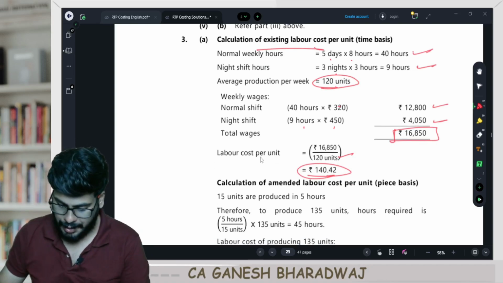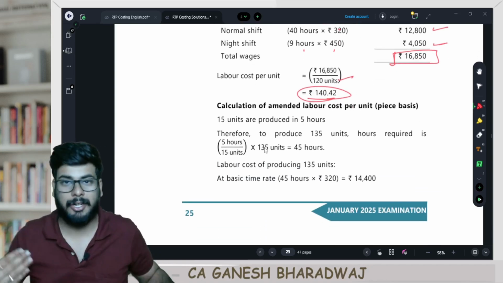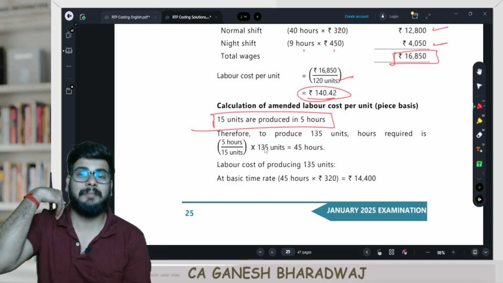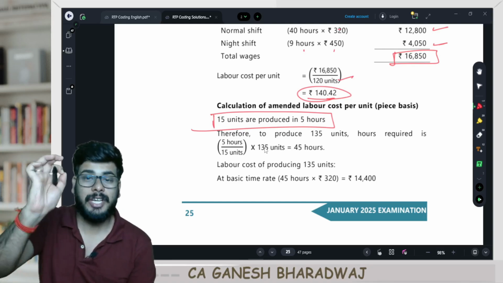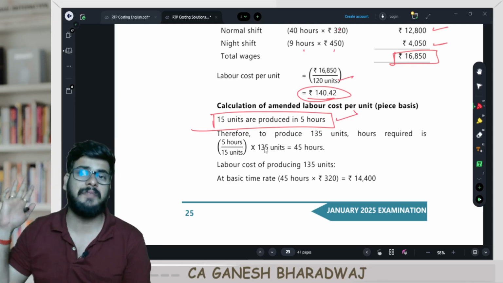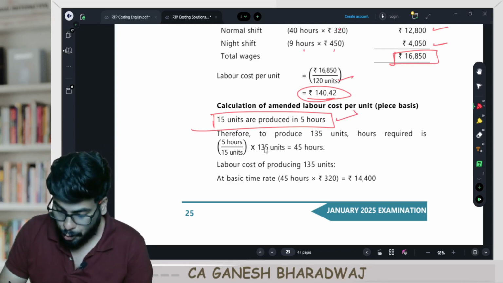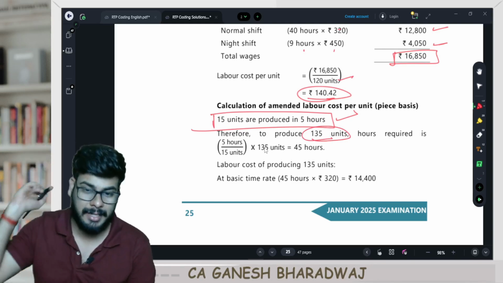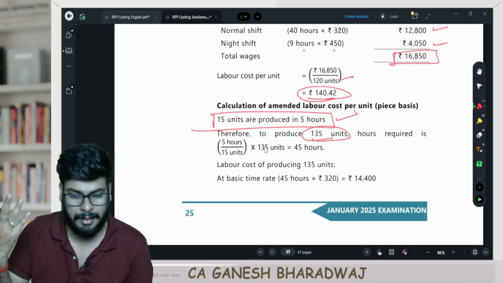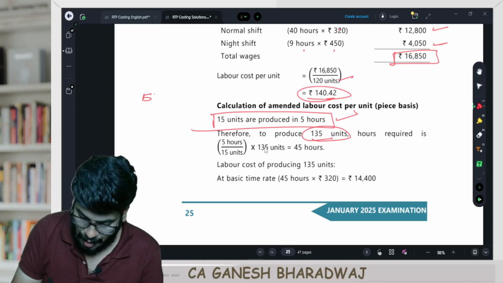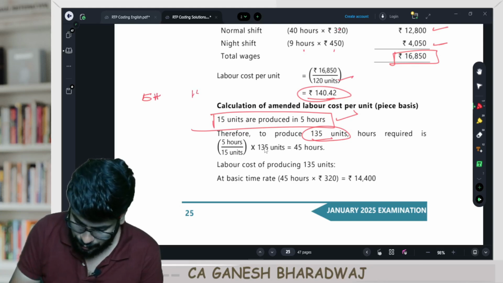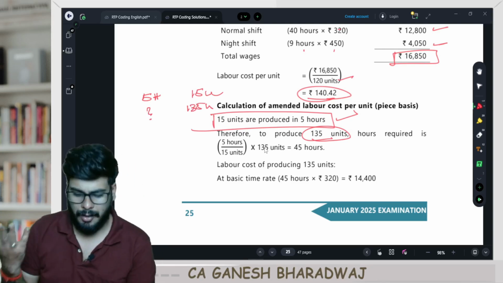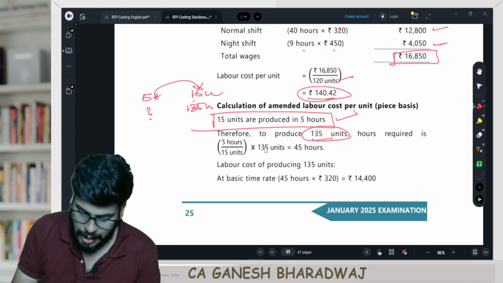Now what the company is planning to do is amend their manner of payment. What they have said is that 15 units are being produced in a span of just 5 hours, which means to produce 135 units, they have actually produced 135 units. What is the time that is taken under this revised incentive system? It's very simple. 5 hours is what you're taking to produce 15 units. To produce 135 units, how much is that going to be? Very simple. It's 5 divided by 15 into 135.